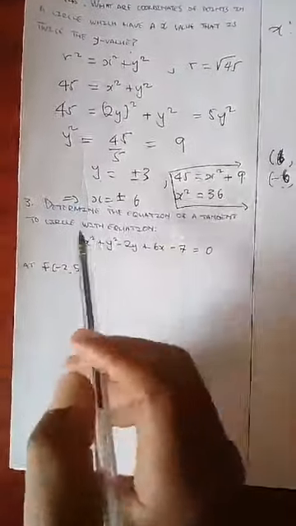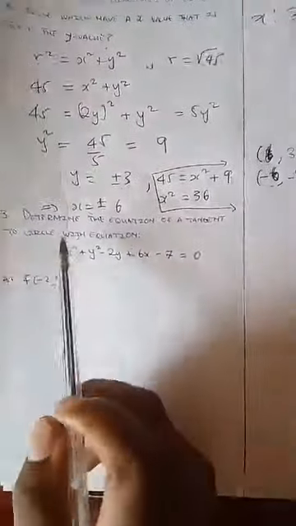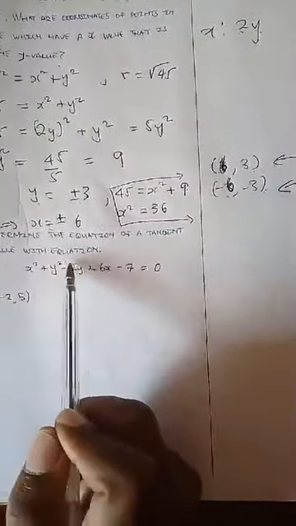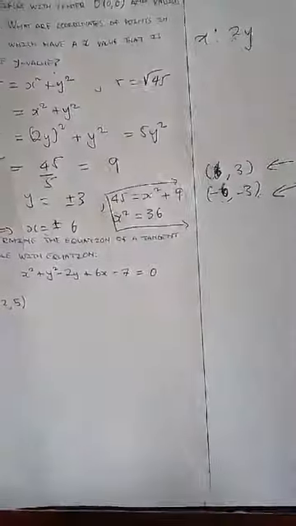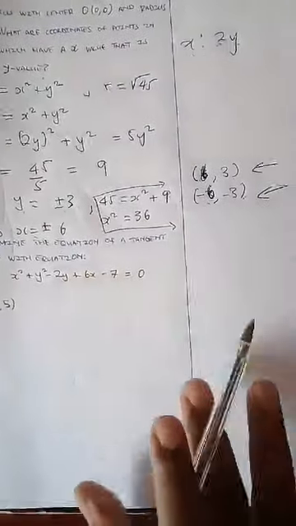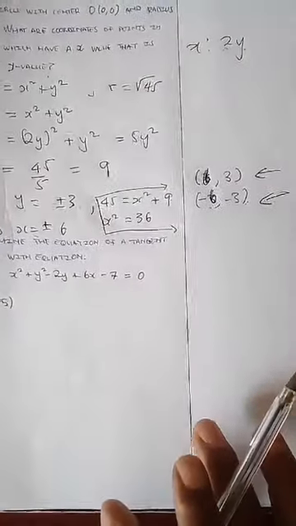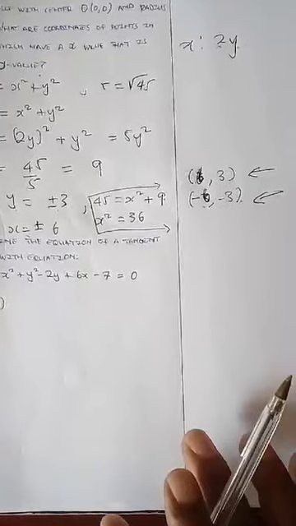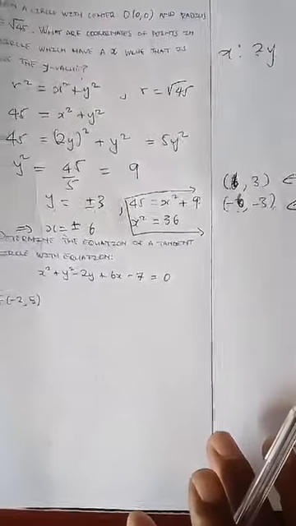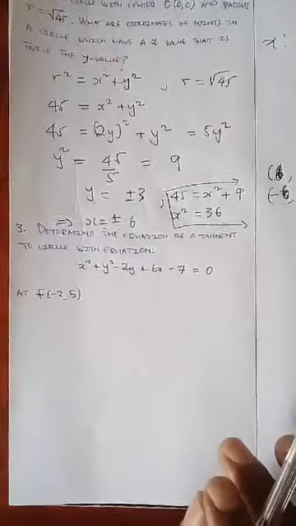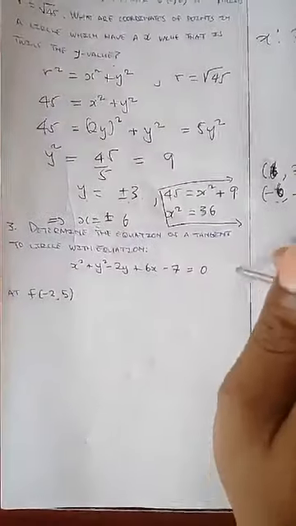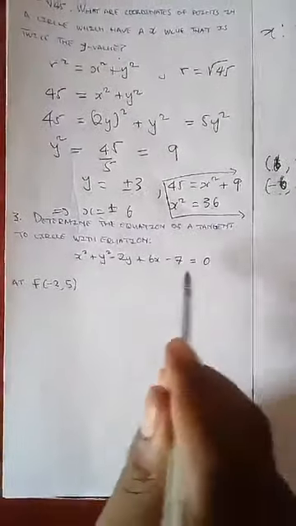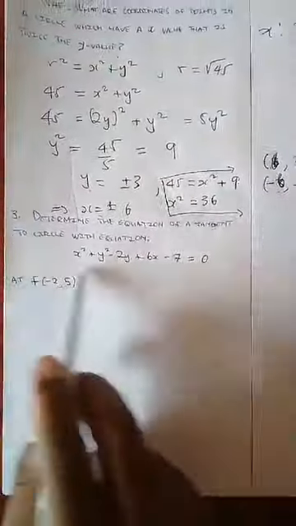So the third question here, which is an example again, says, determine the equation of a tangent to a circle with this equation. The equation is x squared plus y squared minus 2y plus 6x minus 7 is 0. Right? So they say determine the equation of a tangent. So there is a circle which has this equation. And remember, you are told this is an equation of a circle.